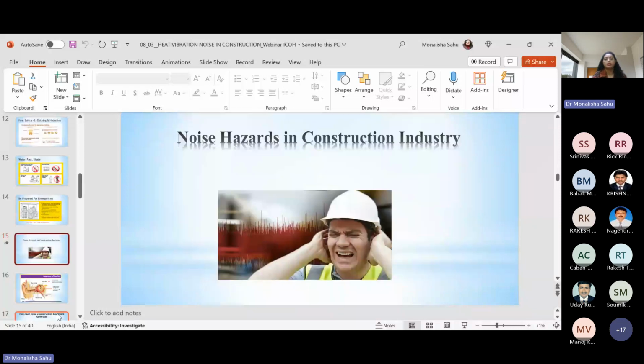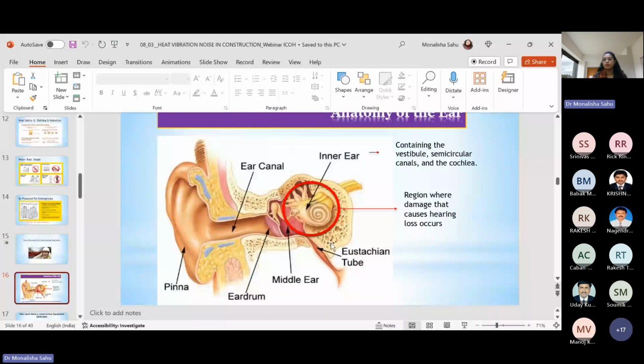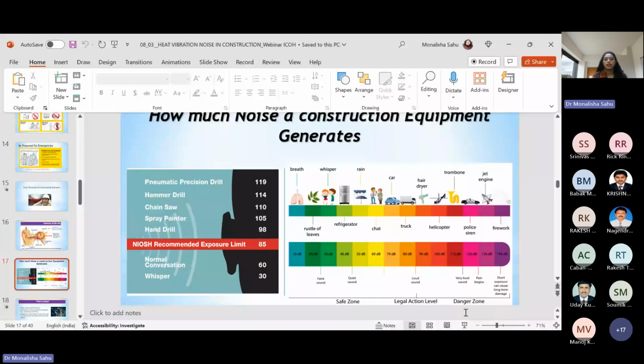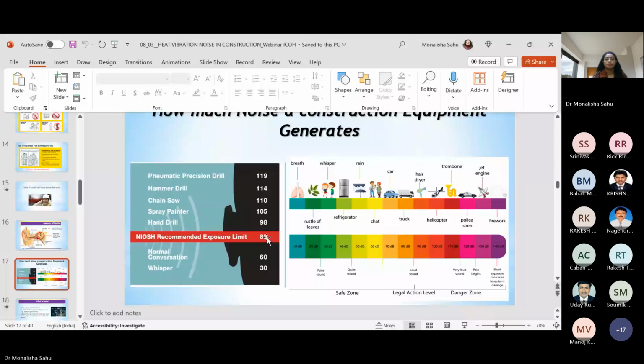Now I'll be coming to the second kind of hazards which are faced by construction workers very commonly, that is noise hazards. I'm showing the structure of the inner ear, which is most commonly damaged because of loud sounds. So how much noise does construction equipment generally generate? It can range from very low to very high. The ICOH recommended exposure limit is 85 decibels, and in India also, as per the Factories Act, 85 decibels and above are the levels at which legal action should be taken, based on the time-weighted average.